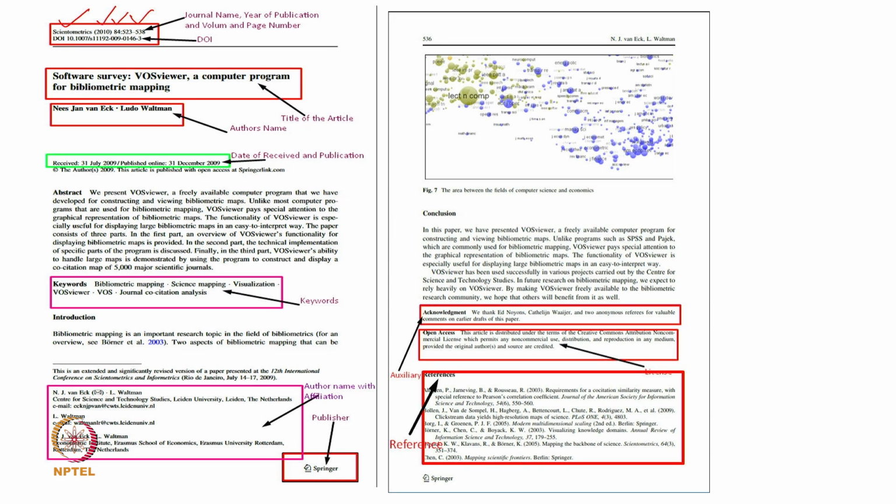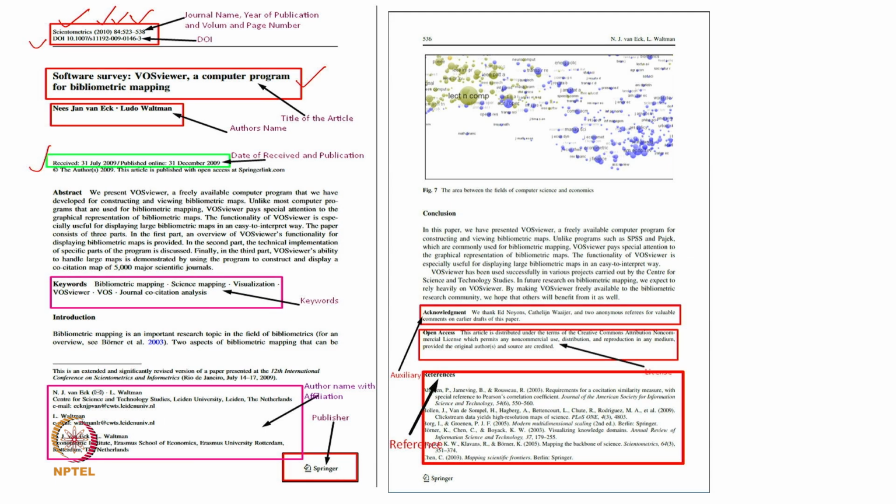Now if you see below that, there is information of the DOI. The DOI of this particular article is given. After that header, this is the title of the article. It is Software survey: VOSviewer, a computer program for bibliometric mapping. Then it has the authors; these are the two authors for this particular article. And in this green box, these are the dates which are given: this particular article was received on 31st July 2009 and published on 31st December 2009.